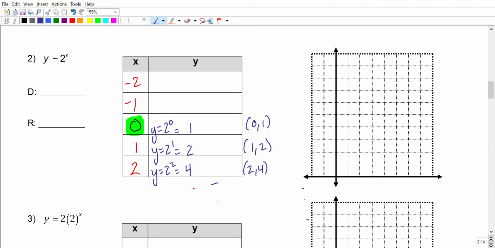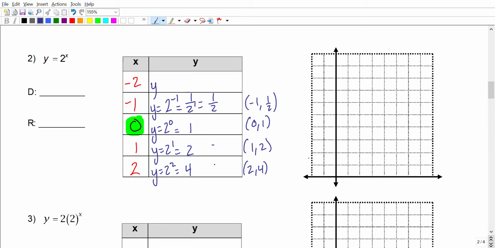Now I can go ahead and take a look at the negatives. Again, guys, the reason why I start off with the positives is because it's kind of easy to see what these values are actually going to be. So let's keep going. This is y equals 2 to the -1. Again, we don't like negative exponents, so I'm going to send it to the bottom. So this is just 1/2. So my next ordered pair is -1, 1/2.